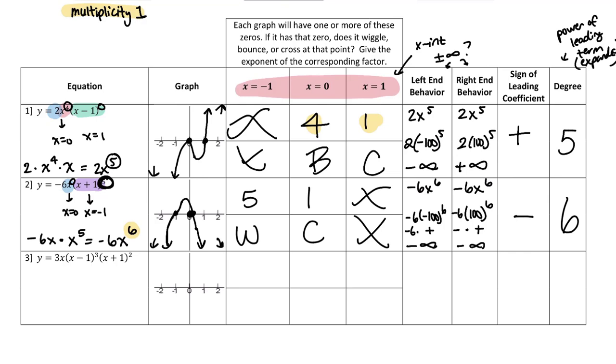So looking at my factors, looks like I've got 3 factors now, so that's a little fun. x, x minus 1, and x plus 1. So my zeros are 0, 1, negative 1. And we've got multiplicities. For 0, we've got multiplicity 1.